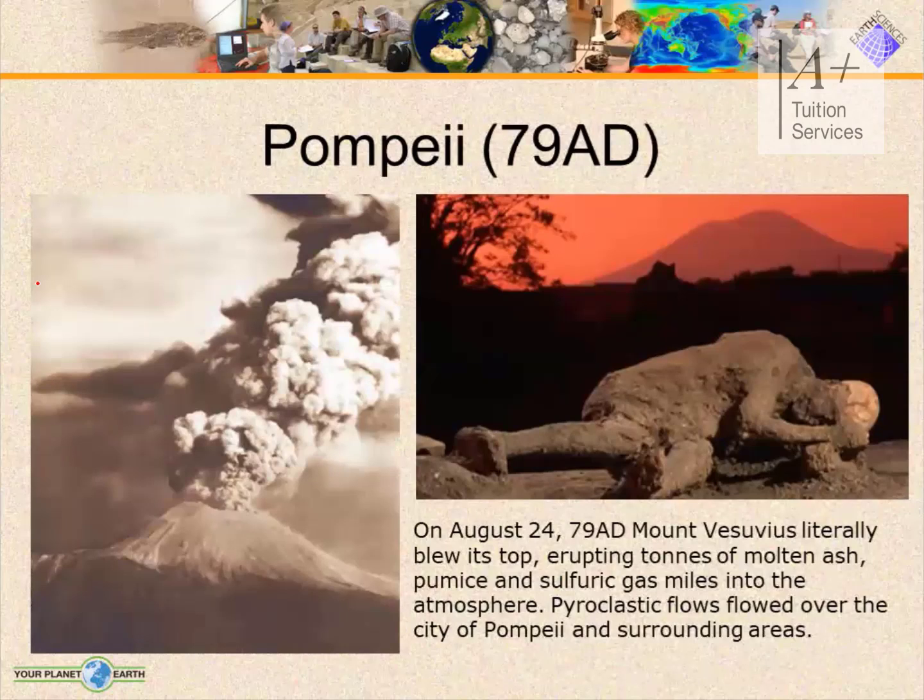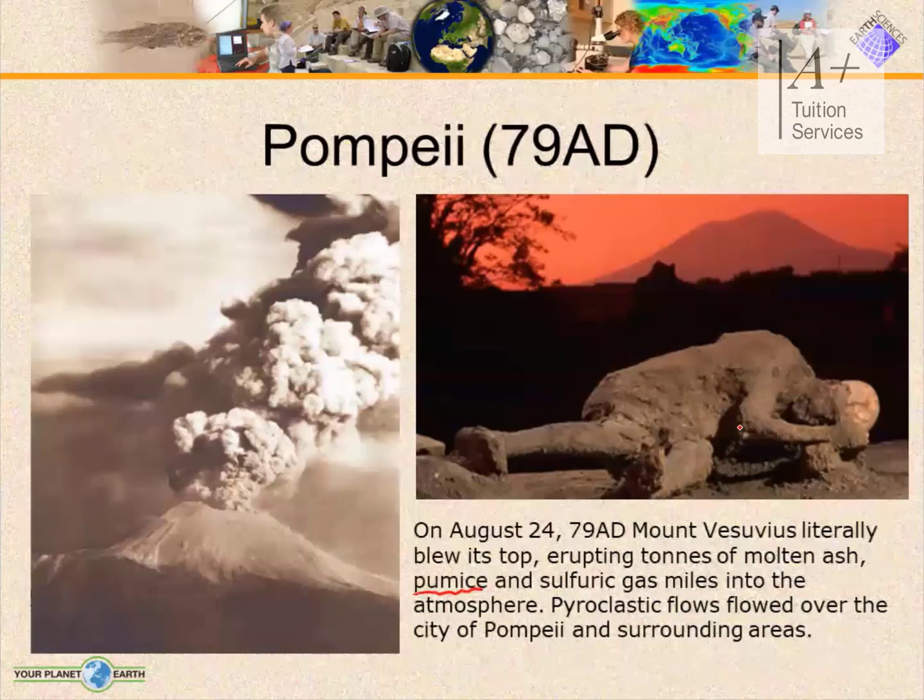Then we had, this is what it looks like. This is Pompeii in 79 AD. On August 24th, 79 AD, Mount Vesuvius literally blew its top, erupting tons of molten ash, pumice, which is small volcanic rocks and stones, and sulfuric gas miles into the atmosphere. Pyroclastic flows over the city of Pompeii and surrounding areas.